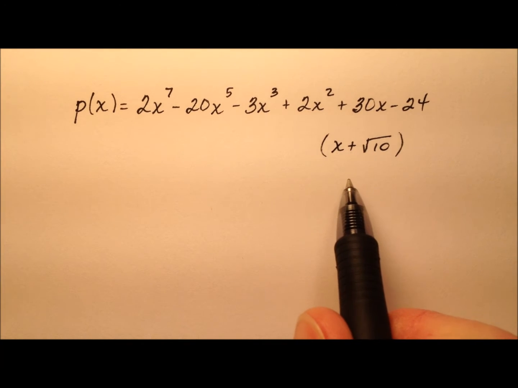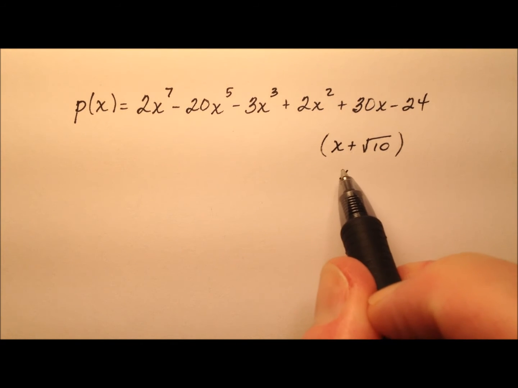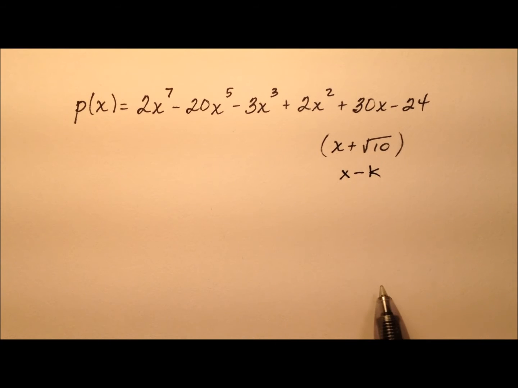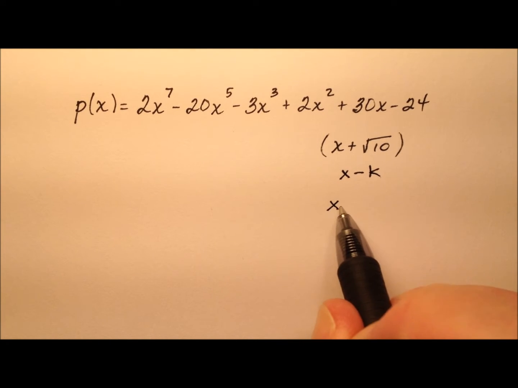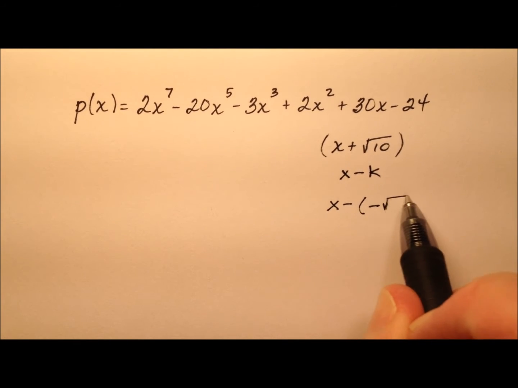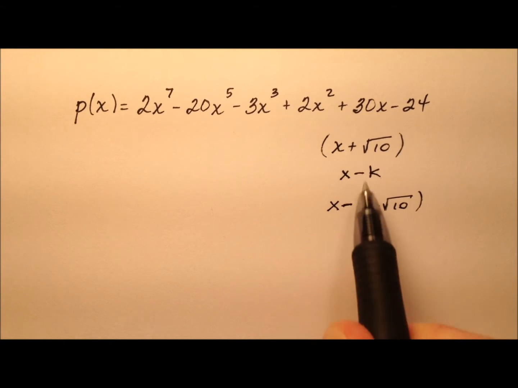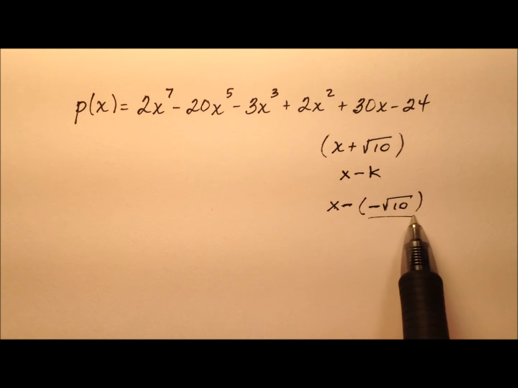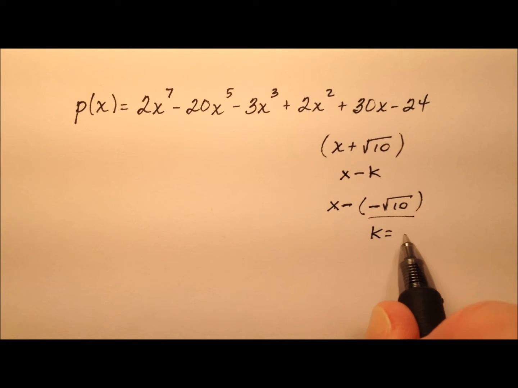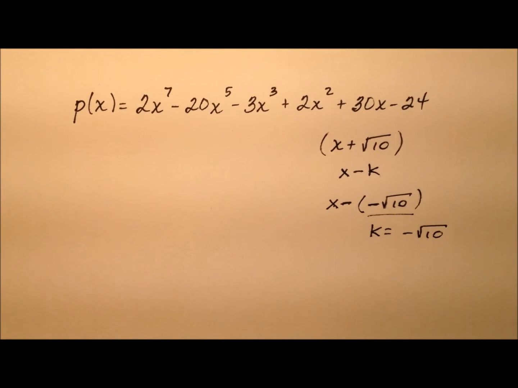Well, the factor theorem says that this factor is in the form x minus k, so I need to rewrite this just a little: x minus the negative square root of 10. Okay, so now the two negatives here would make this positive, so now this is in x minus k form. And of course here my k is the opposite of the square root of 10.